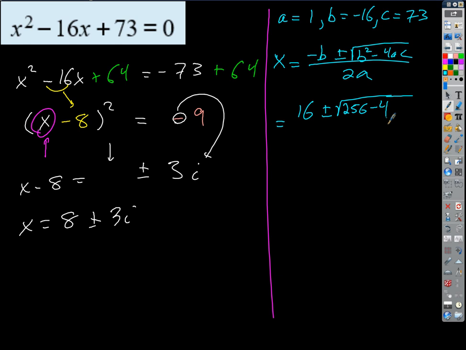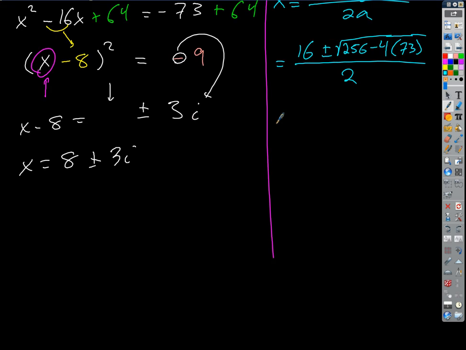256. Minus 4 times 1, which I don't need to write, times 73. Good. All divided by, what am I going to get on the bottom? 2. 2 times 1 is 2. Good. Okay, so then we just have to simplify that, right? So we end up with 16 plus or minus the square root of 256 minus 4 times 73. Well, okay, 4 times 73, let's break that into parts. What's 4 times 70?